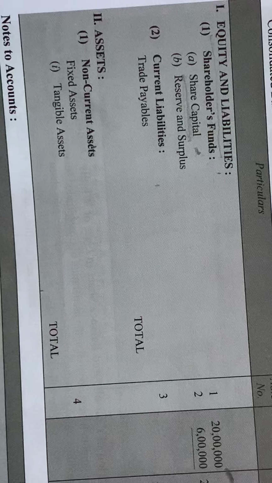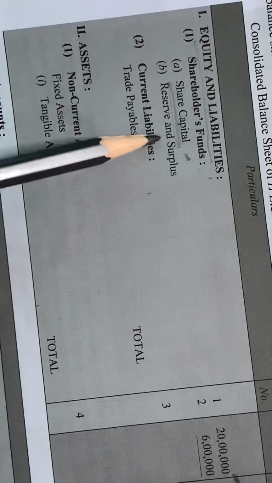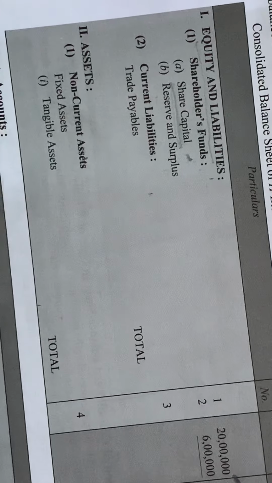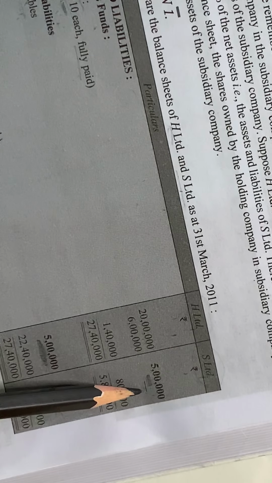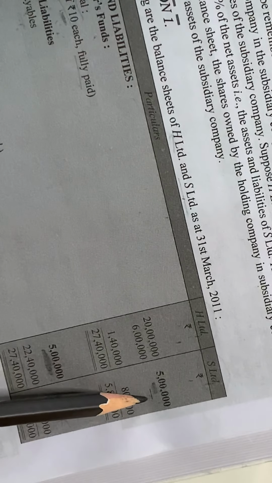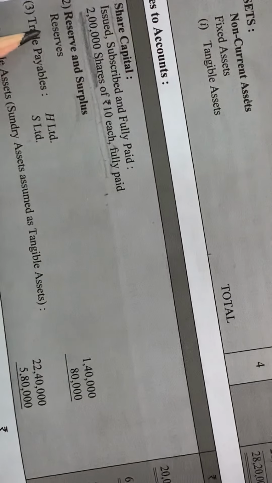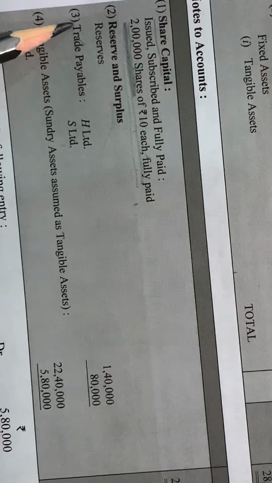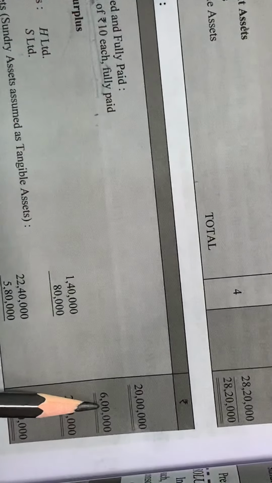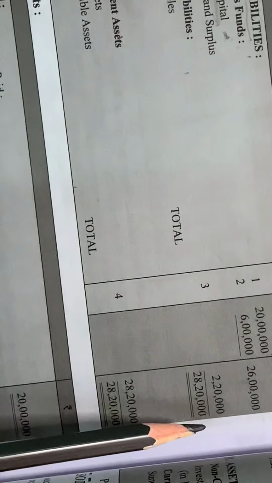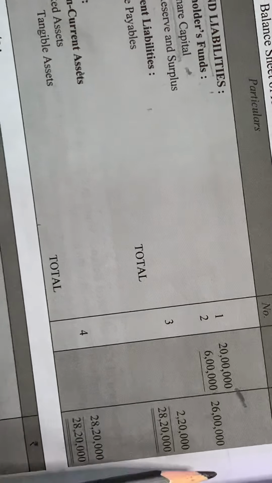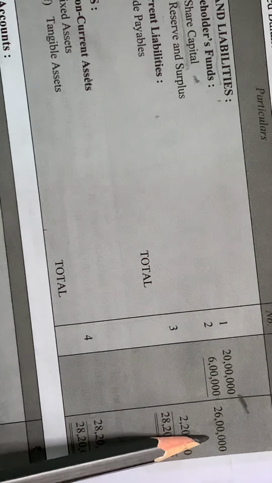We'll see why. Now, the second thing is reserves and surpluses. In the reserves and surpluses, you are given reserves for only the holding. No reserve is given under the subsidiary's balance sheet. So you will just simply say 6 lakhs reserves. Under the reserves category, this 6 lakhs is only for holding. There are no reserves given for the subsidiary, so you just simply reflect that. So 6 lakhs, and the total shareholders funds becomes 26 lakhs.